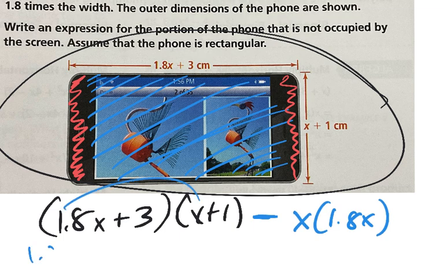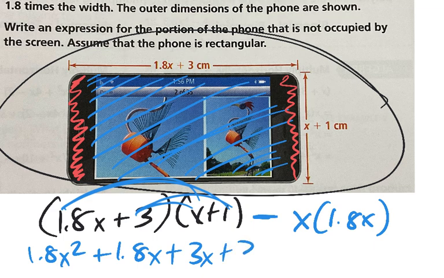So now it's back to what we've been doing. 1.8x squared plus 1.8x plus 3x plus 3 minus 1.8x squared. X times 1.8x would be 1.8x squared. So notice the parts that are being multiplied, that's what I distributed. This is not being multiplied by any of this. It's just multiplying itself. So that's just multiplied at the end.